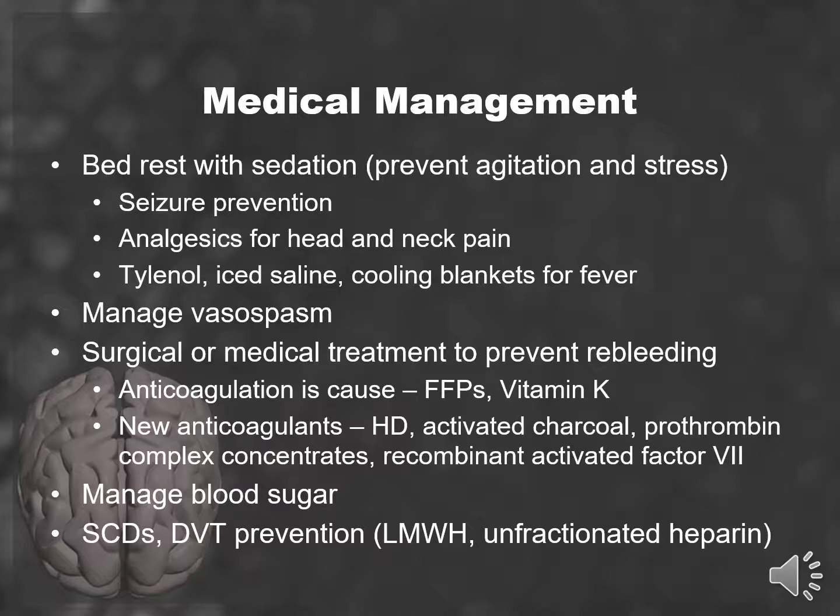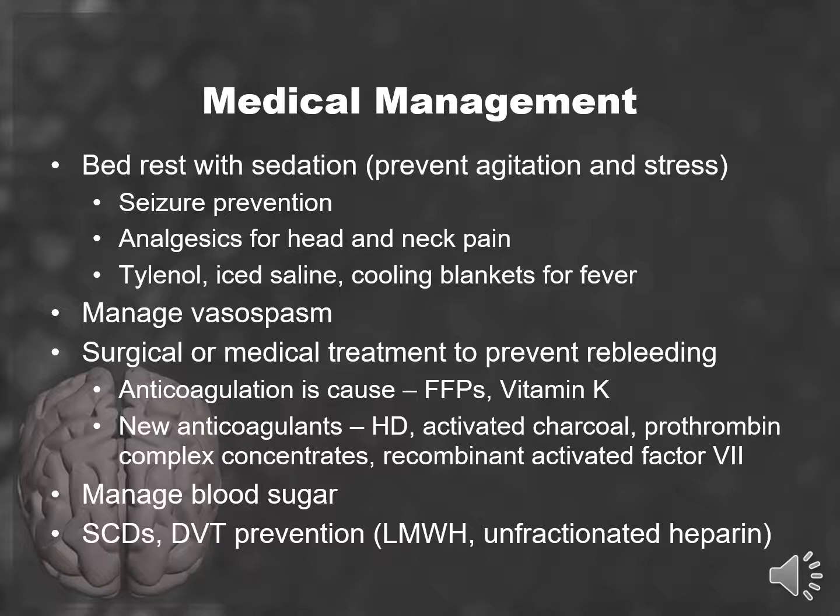Priority management for a patient with a hemorrhagic stroke is to give the brain time to rest and heal. So our goal is to allow the brain to rest, but also to prevent them from having rebleeding again. So most patients will be sedated on bed rest. Most of them will also receive anti-epileptics to prevent seizures, which would further reduce oxygen flow to the brain. And then because most patients will also be experiencing head and neck pain and even potentially fever, we're going to use things like Tylenol and cooling blankets to help manage those.